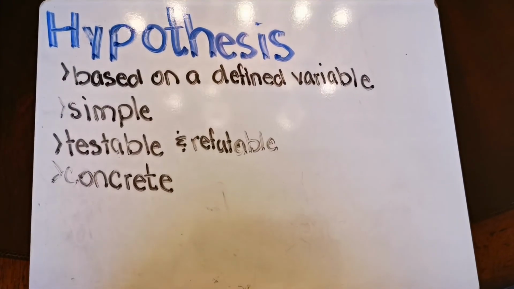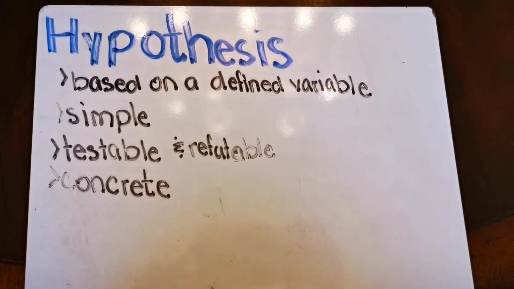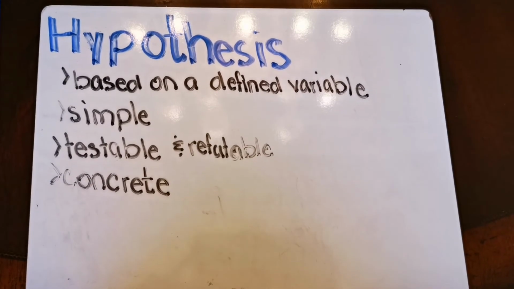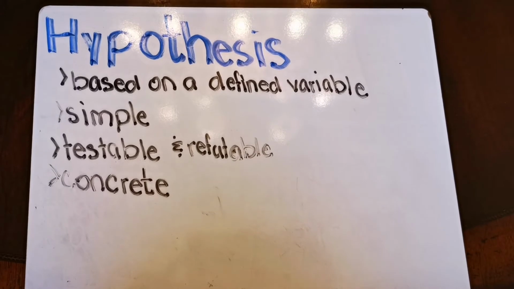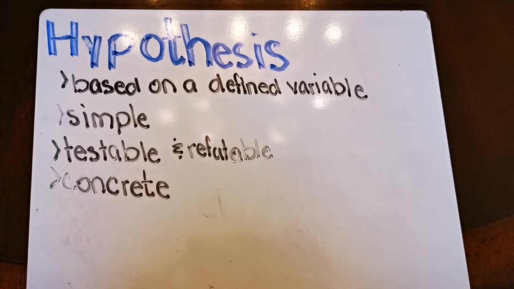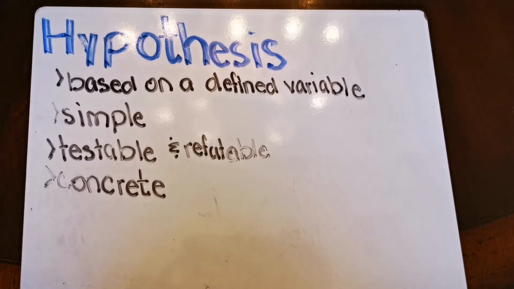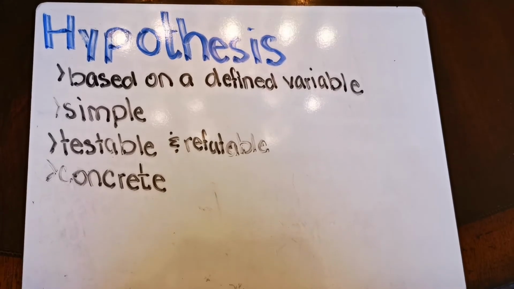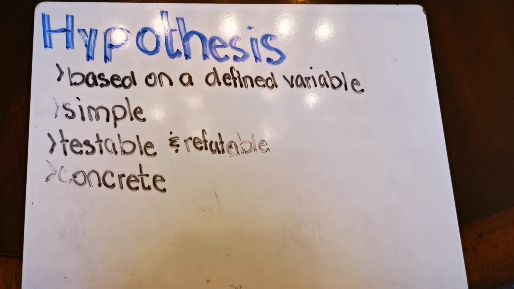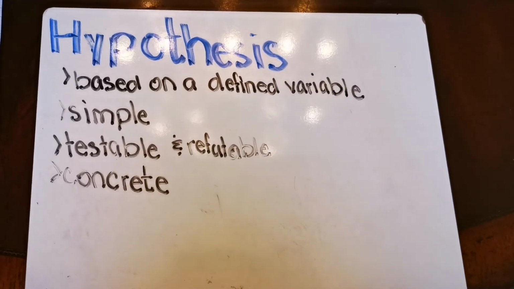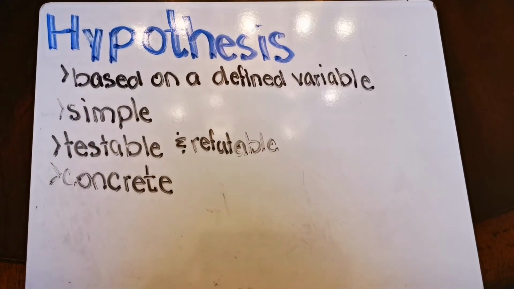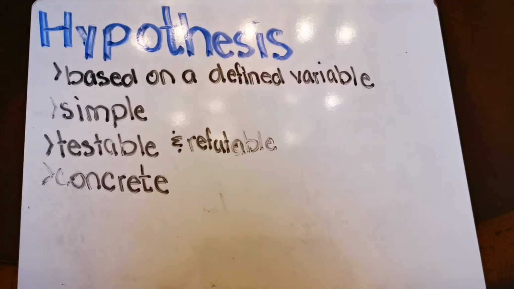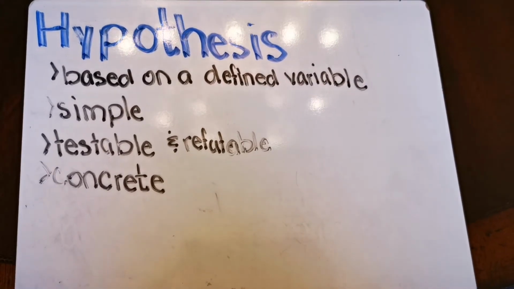So it cannot be something like, oh, the universe is infinite, because that cannot be tested. A hypothesis is a statement which can be refutable and tested. Refutable means it can be debated, so it can be proven wrong or right. And in order for it to be refutable, in order for a hypothesis to be proven wrong or right, it needs to be testable.